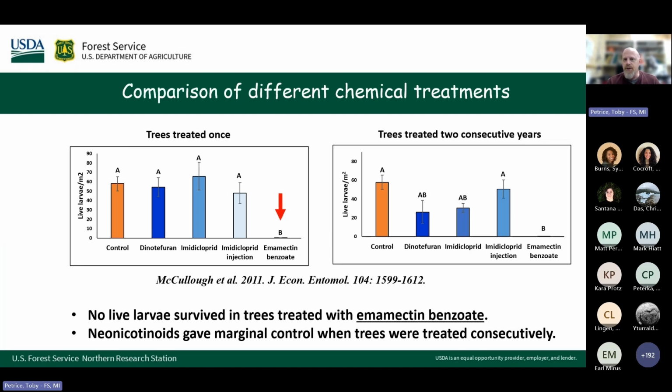If we move to the right, where trees were treated 2 consecutive years, we do see better control with the imidacloprid products. But again, we get excellent control with the emamectin benzoate. So the neonicotinoids do help control emerald ash borer, but they need to be applied more frequently.